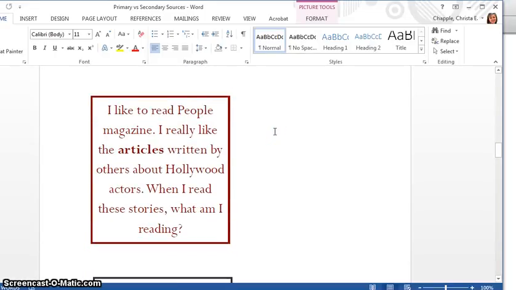Okay, the next one. I like to read People magazine. I really like the articles written by others about Hollywood actors. When I read these stories, what am I reading? Okay, so it's articles written by others about Hollywood actors. So those are secondary sources.